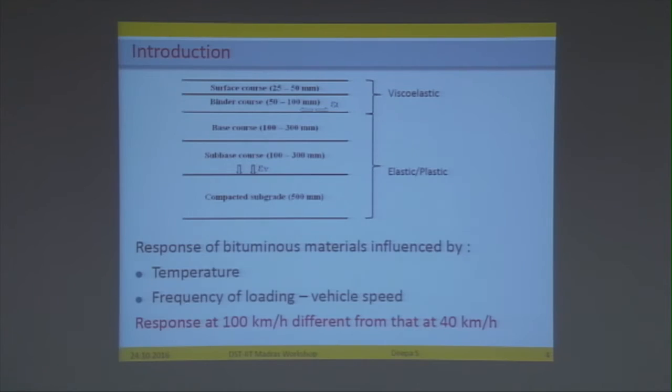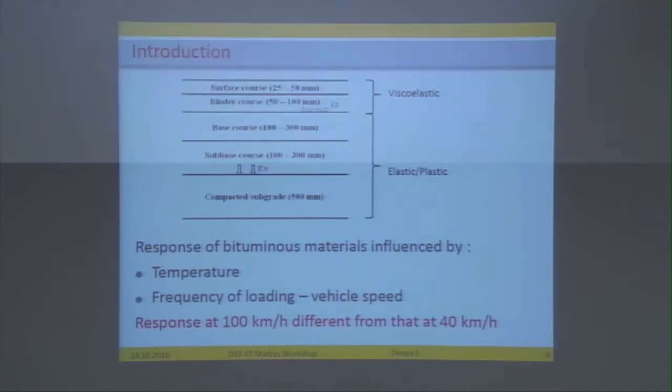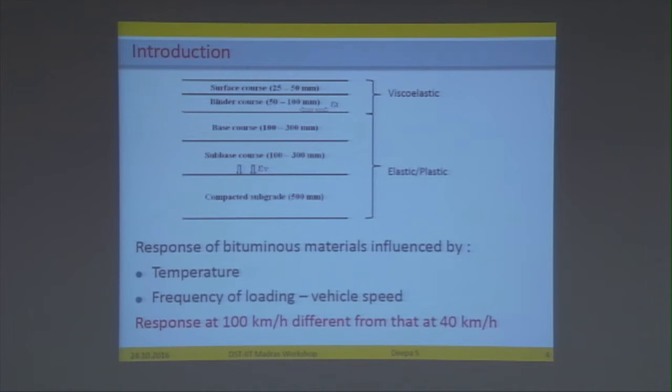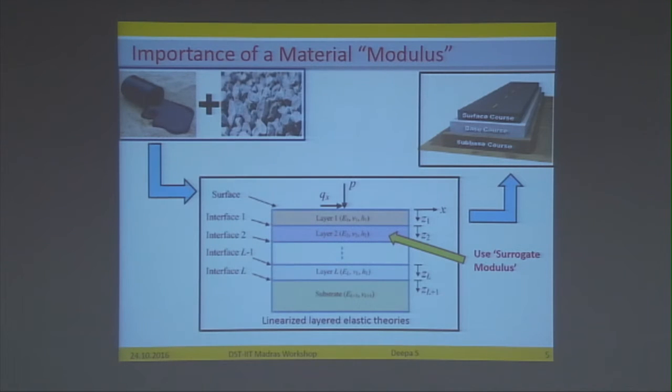We all know that a typical pavement structure consists of 4 to 5 layers, of which the top 2 layers are made of bituminous materials and the bottom layers are made of granular materials, all of which lie on top of a compacted subgrade. And the bituminous mixtures exhibit a viscoelastic response. That is, the response is dependent on the temperature as well as the frequency of loading. By frequency of loading, I mean the speed of the vehicles plying on the pavement. For example, the response of the material to a 40 km/h vehicle will be completely different from that to a 100 km/h vehicle.